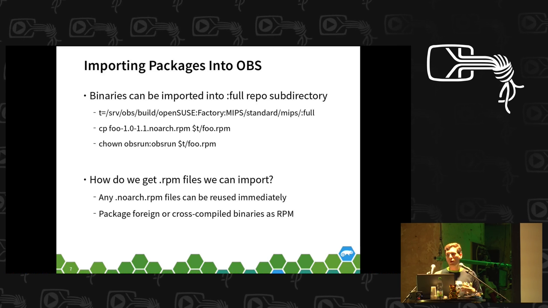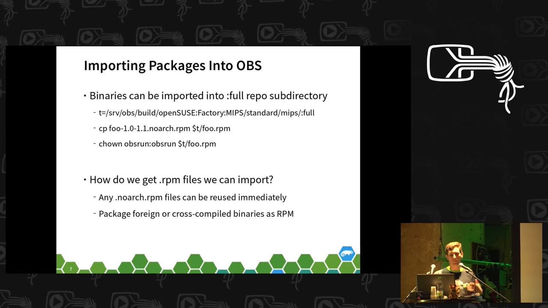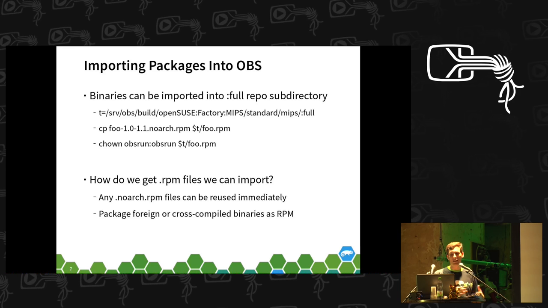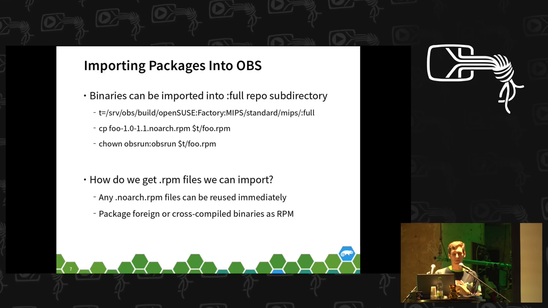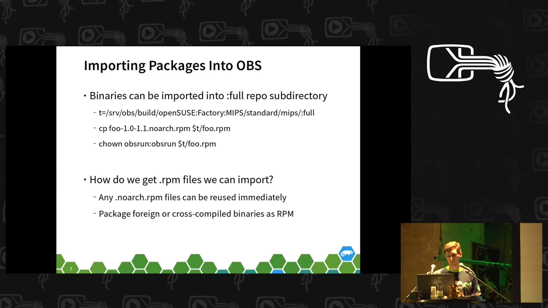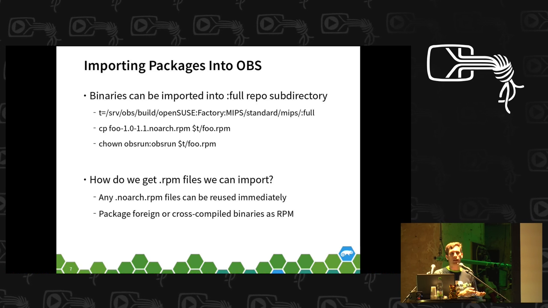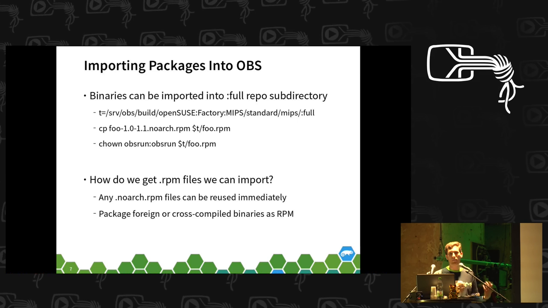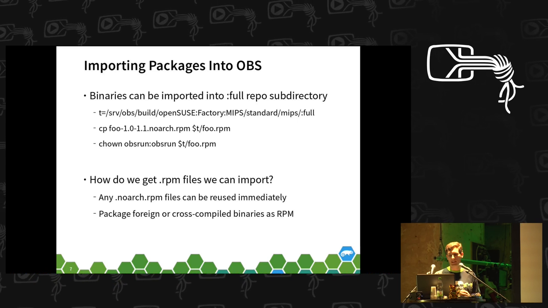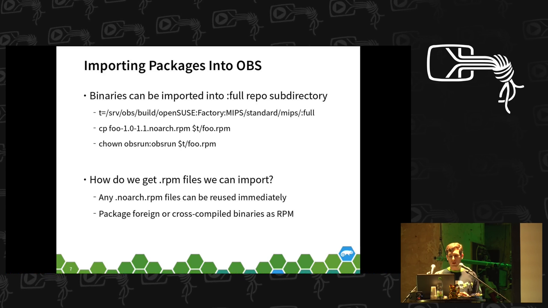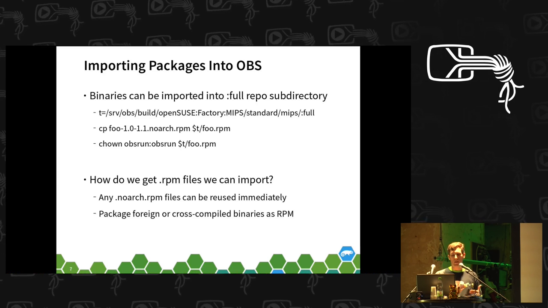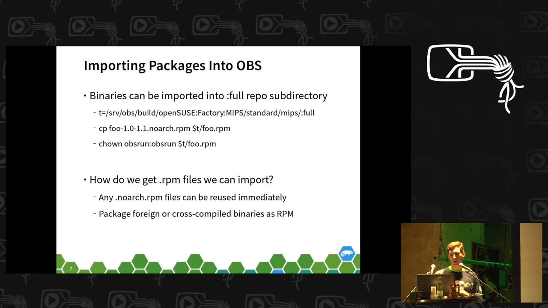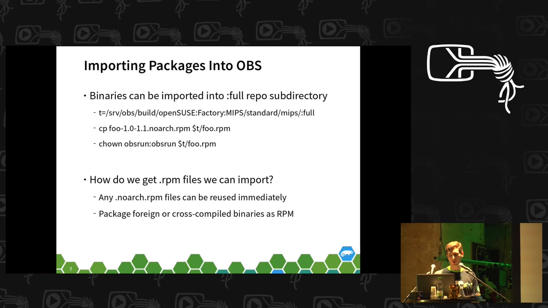Now, obviously, once we know that we can import RPM files this way, for the purpose of porting, the big question is, where do we actually get the RPM files, if the actual goal that we have is building RPM files that we can use on a particular platform? For one part, any non-architecture-specific packages, those .noarch RPM files, can be imported right away, since there are no architecture-specific bits in there. And then, of course, there's the option of packaging either foreign or cross-compiled binaries as RPM that OBS can then continue to work with.